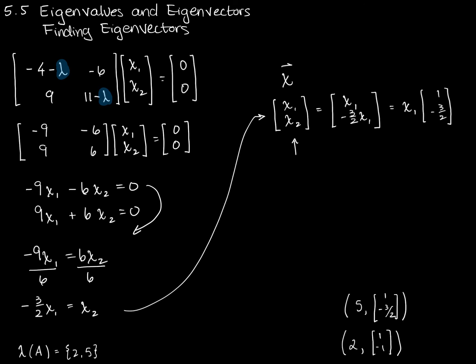So for example, another eigenpair would be 2 and negative 3, 3, right? This is another eigenvector for A for the eigenvalue 2. So they're not unique. If you solved this for x1 and wrote x1 in terms of x2 instead of the other way around, you'd get a different eigenvector.